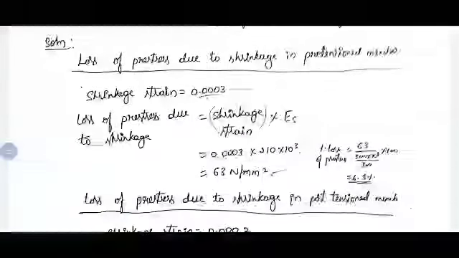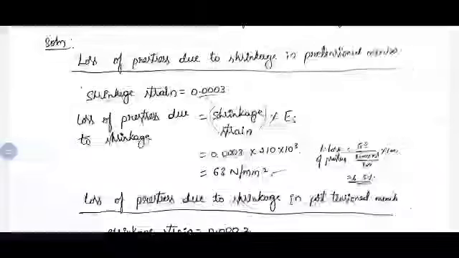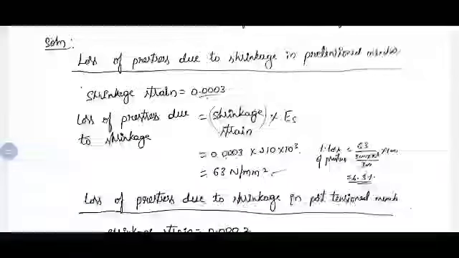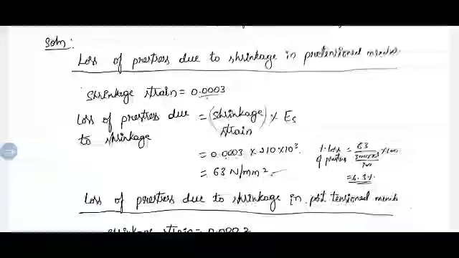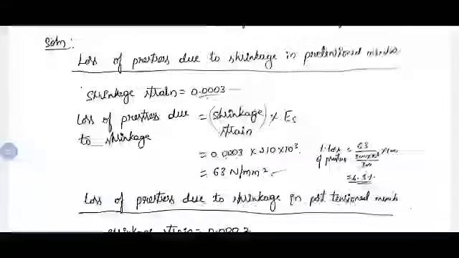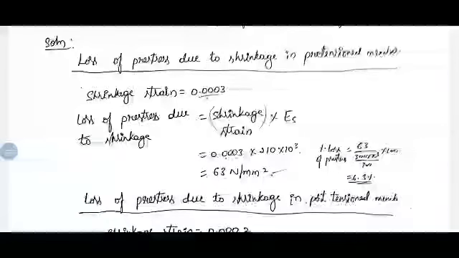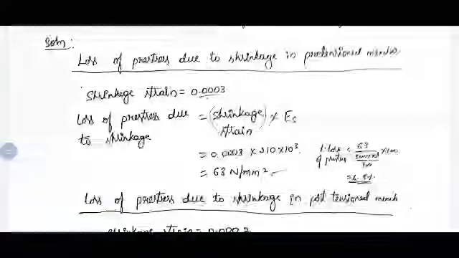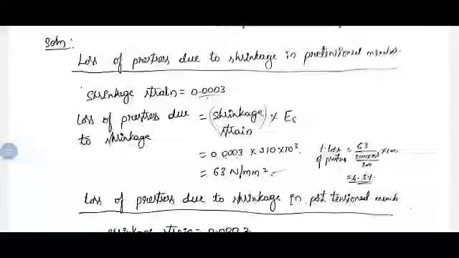Here 63 Newton per mm square is the stress, but the pre-tensioning force is given, so you need to calculate first the stress, that is load by area. Force is 300 kilonewton upon area of cross section 300 mm square. You need to get that, so it will become 1000 Newton per mm square. So for that you need to find out the percentage.